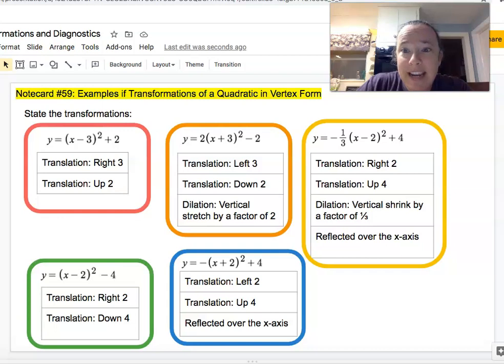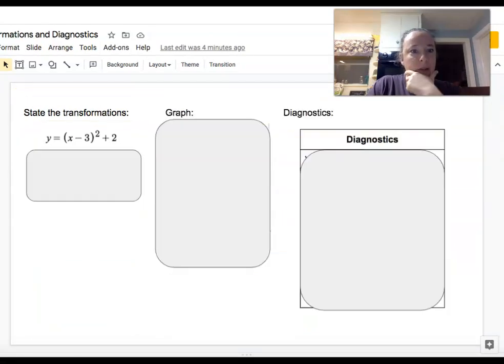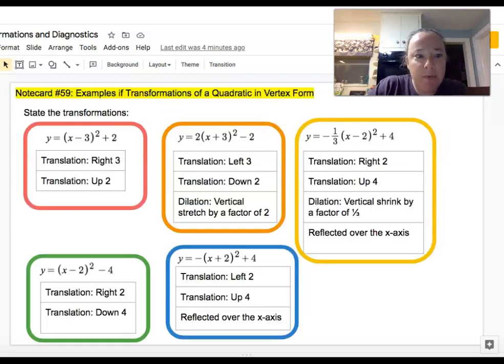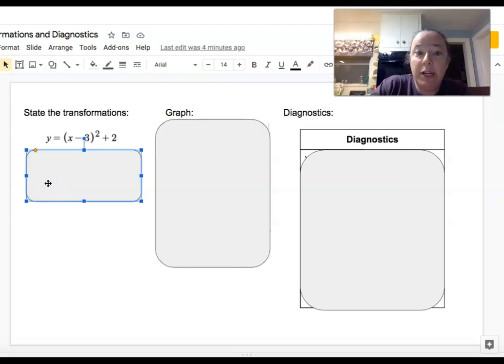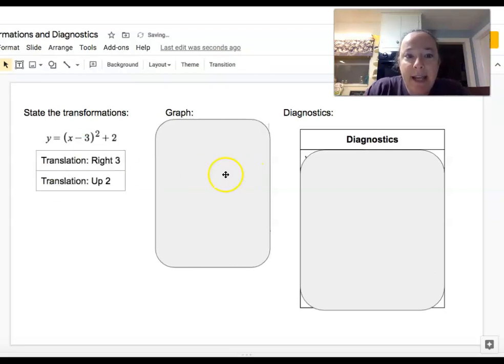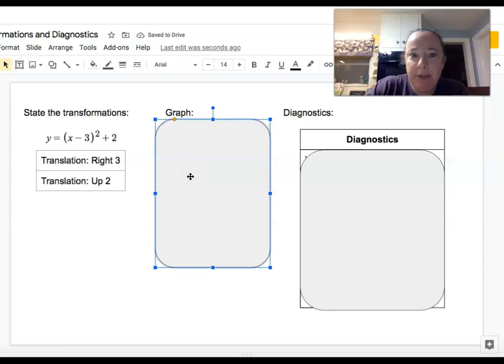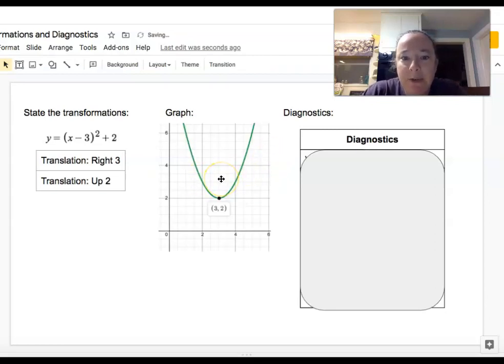So now pause me and finish up note card 59. All right, so I want to look at this one. With state the transformations, we've already actually done this. This was the first one you did on the last note card. Then I typed it into Desmos and grabbed a quick screenshot of that, and we can see that it went right 3, up 2, so our vertex is 3, 2.